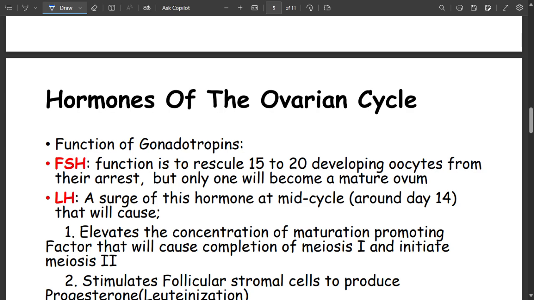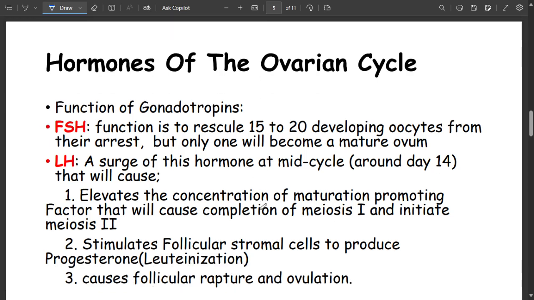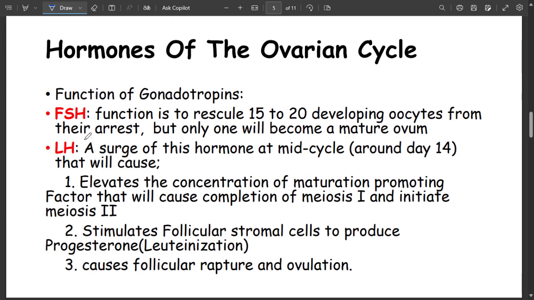Alright, so when you talk of hormones of the ovarian cycle, we can also elucidate their function. Firstly, we're going to talk a little about follicle stimulating hormone. The function is to rescue 15 to 20 developing oocytes from their arrest, and then we know that only one will become a mature ovum eventually. So that is simply the function of follicle stimulating hormone in a nutshell.